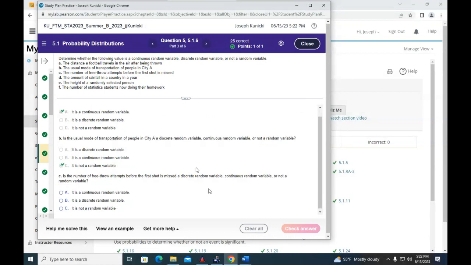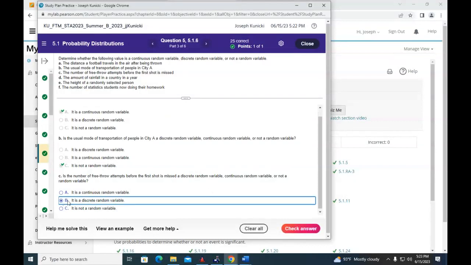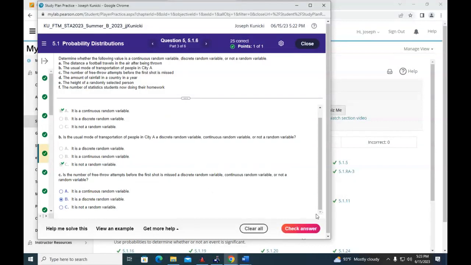Okay. The number of free throw attempts: discrete. As soon as it says number of attempts, you're counting, so it's discrete.